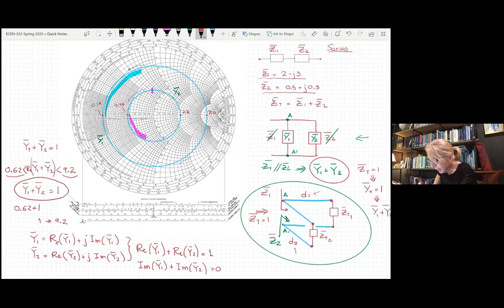And as a matter of fact, let me see, 0.2 is here. I think I'm close to it. So let me go to this point and this point. If I go to these two points, or I go the other way around because I decided to go lower for Y2 and upper for Y1. So let me go lower for Y2.